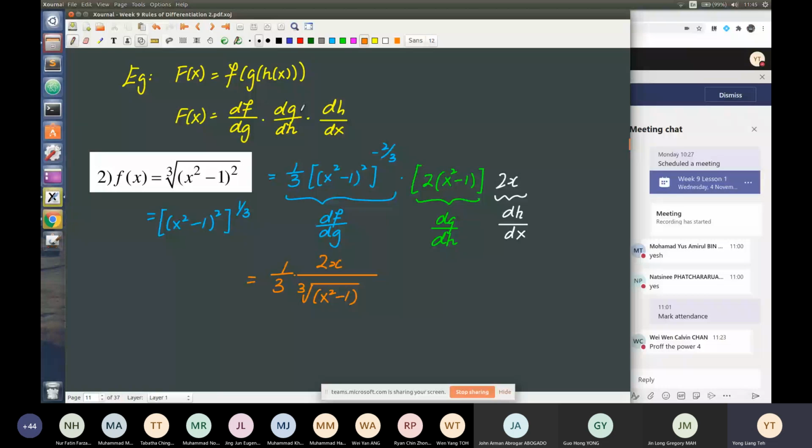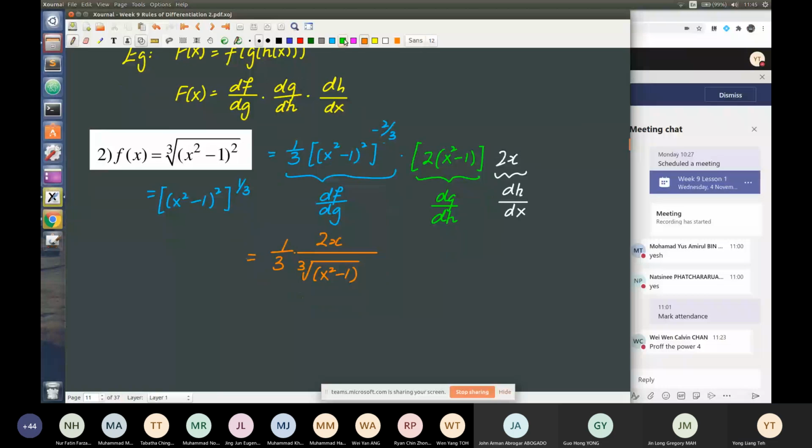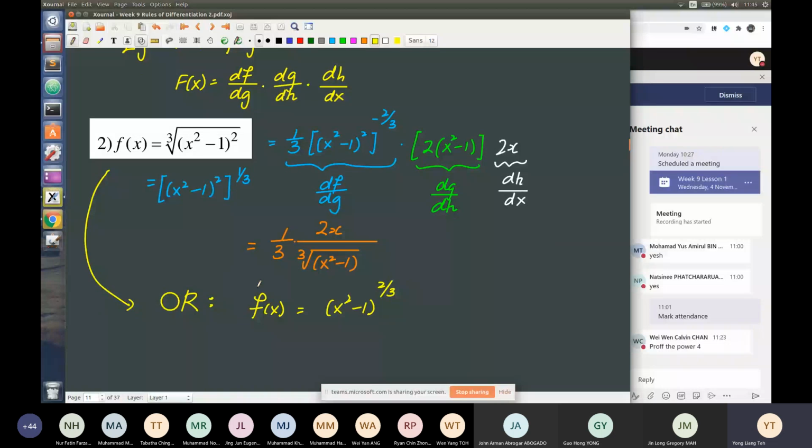Of course, what most of you will do is this. So we're going to use this to check the solution. I think most of you will write this as x squared minus 1 to the power of 2/3. So this is really only a composite function of two functions. So therefore, let's calculate what is the f prime. So let me just write this as a big F.